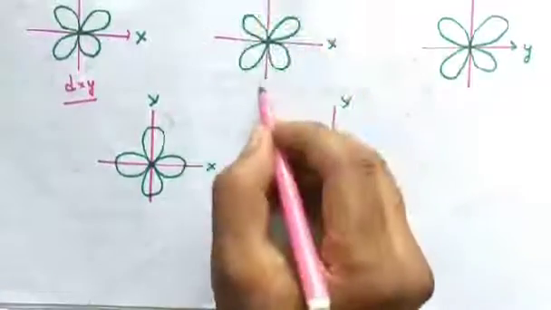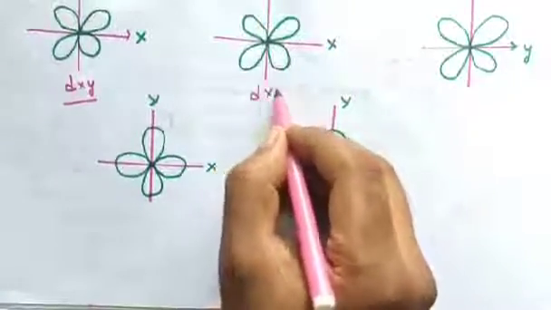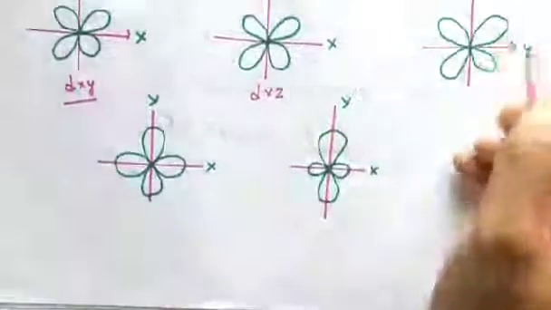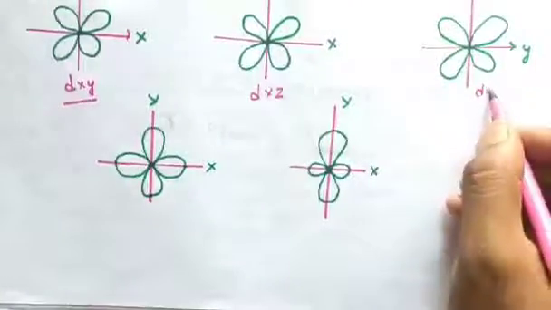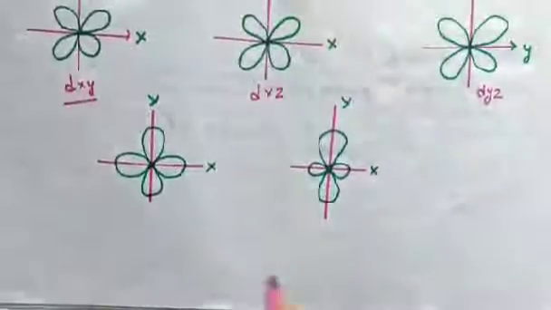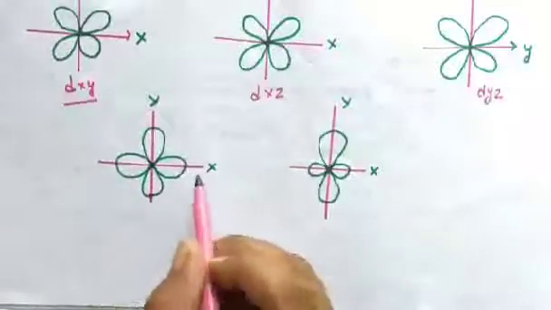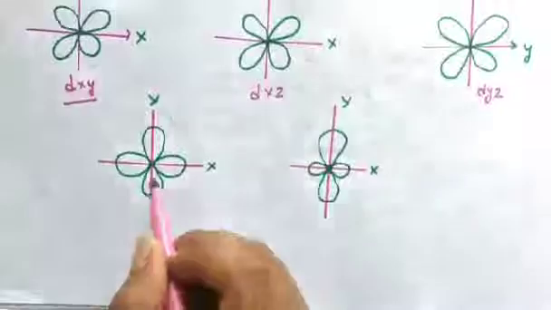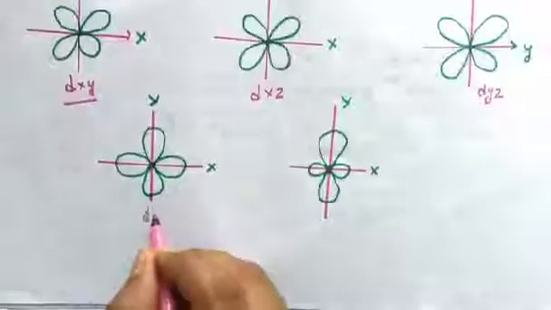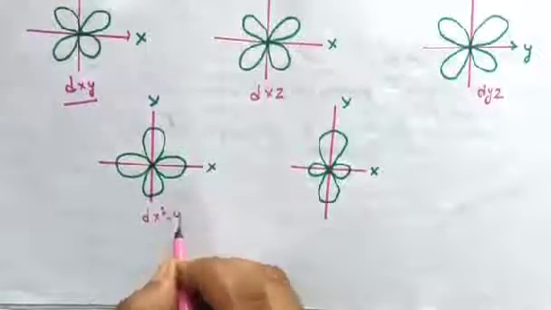Along the x and z, this orbital is known as dxz. Along the y and z, this orbital is known as dyz. If the lobes are lying along the axes, this is the x-axis, this is the y-axis, and this orbital is known as dx square minus y square.